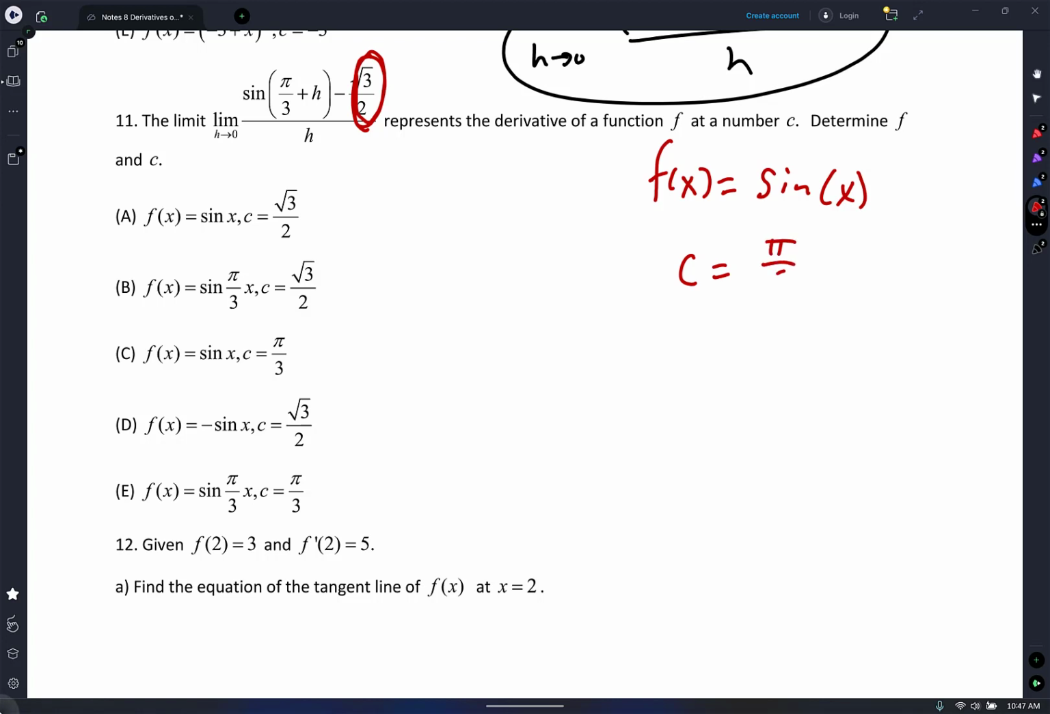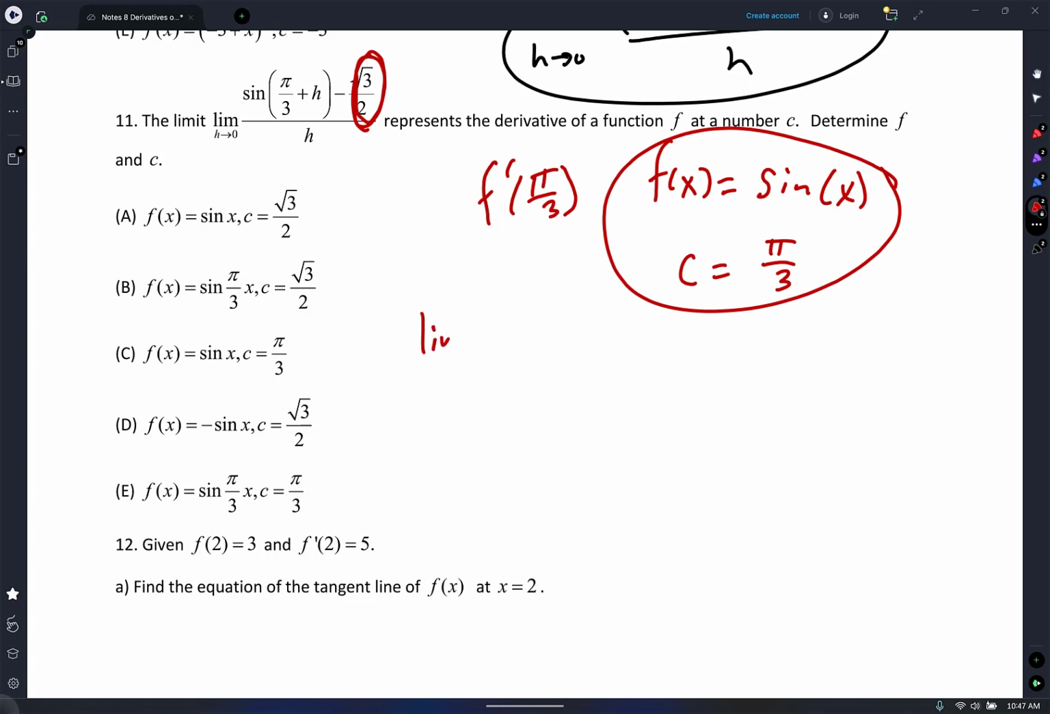Yeah. Now, and this is how you check it. In case you're not sure, if you're like, I don't know if I understand this, let's work our way forward instead of working backwards. If I gave you this and I told you to find f prime of pi over 3, what would you do? You would do this: limit as h approaches 0 of sine of pi over 3 plus what? h, minus sine of pi over 3.